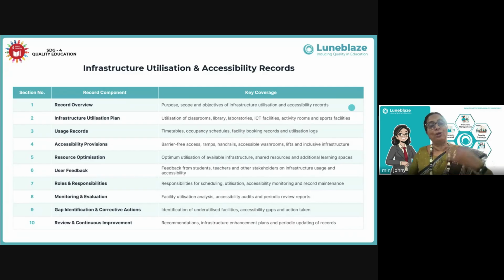So these are all repetition, but we should see the heading, that is infrastructure utilization and accessibility records. What are the record components and what is the key coverage? Coverage will be the same, but the record, how do we keep it? That is what we have to think. In that particular record, what are the areas we have to cover? Next slide, please.